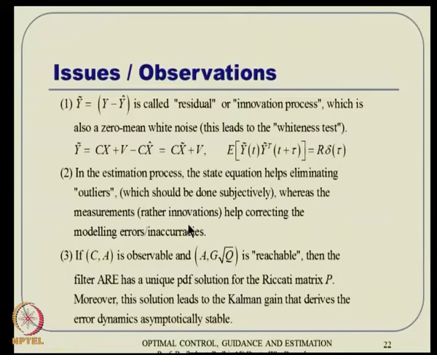So, what is the third point? The third point is if C, A is observable and the pair A, G times square root of Q is reachable, then the filter ARE has a unique PD solution for the Riccati matrix P. Moreover, the solution leads to a Kalman gain that drives the error dynamics asymptotically stable. So, there are two conditions. One is the problem has to be observable, otherwise nothing will work. For the Kalman filter to work, this pair C, A has to be observable first, and the pair A, G times square root of Q needs to be reachable.